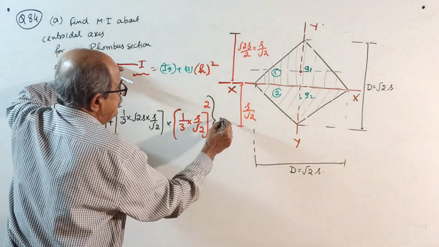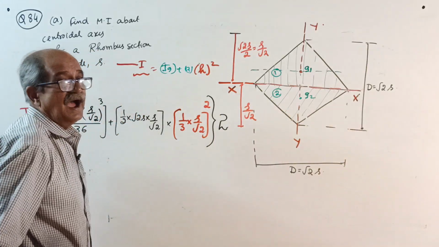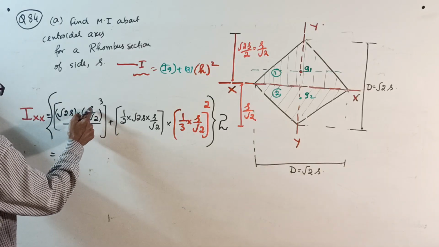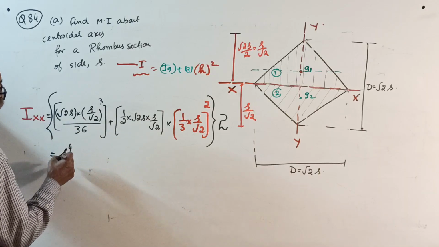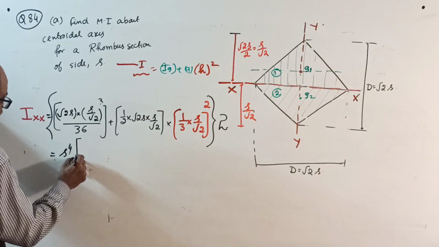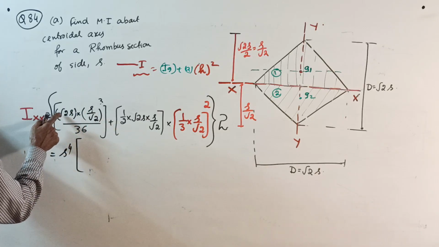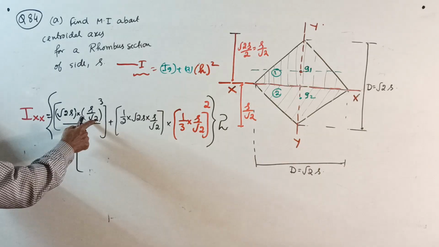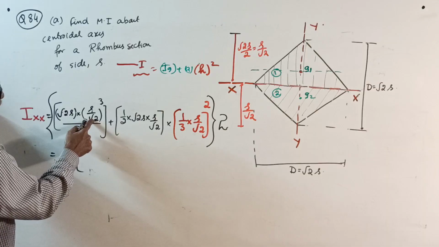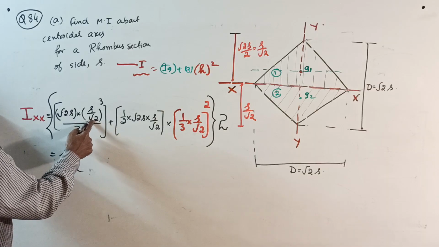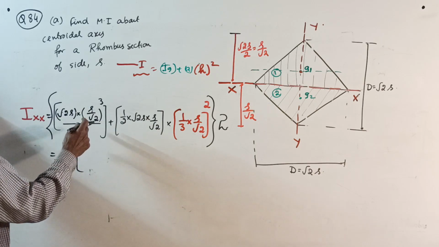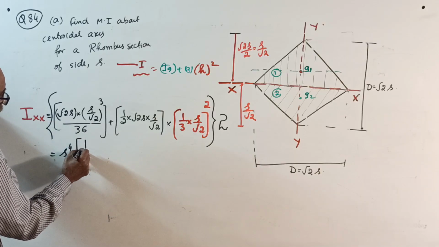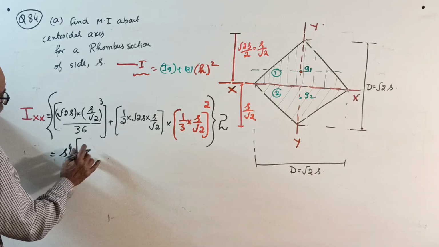This is the upper triangle, multiplied by 2 because the lower triangle is there, identical. So Ixx equals s into s power 4 outside, times root 1 by 1 by root 2 cube. Root 2 by root 2 cube is root 2 square. 1 by root 2 square is 1 by 2. Upper side is 1 by 2.